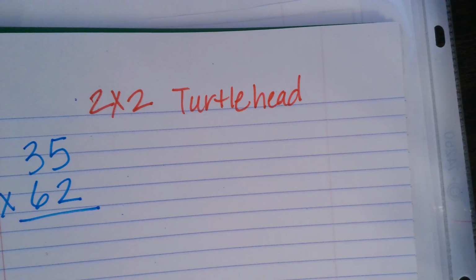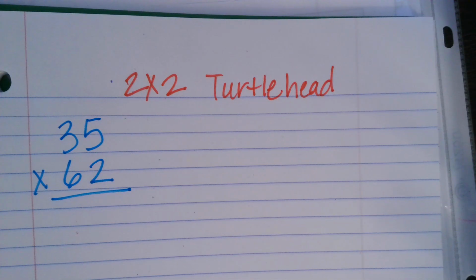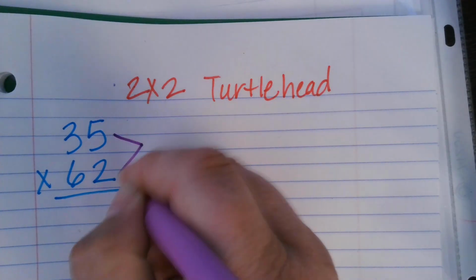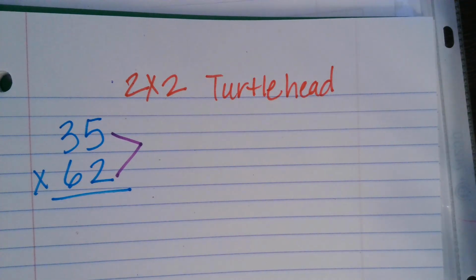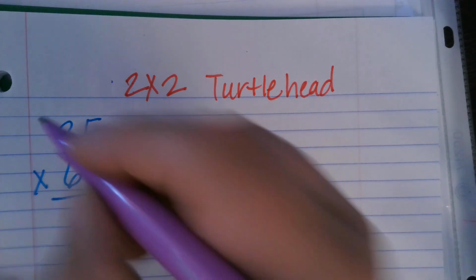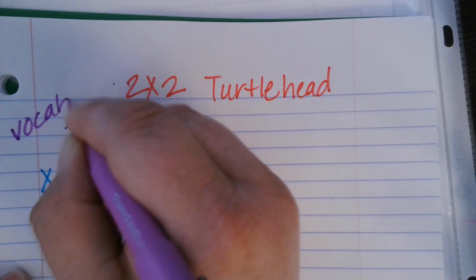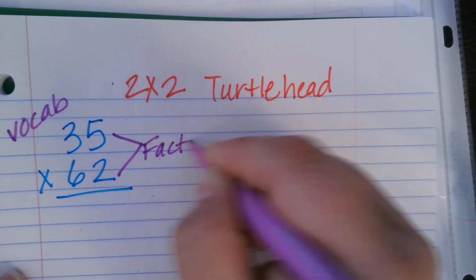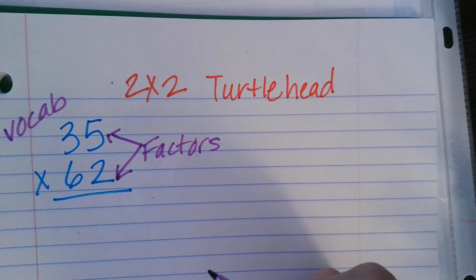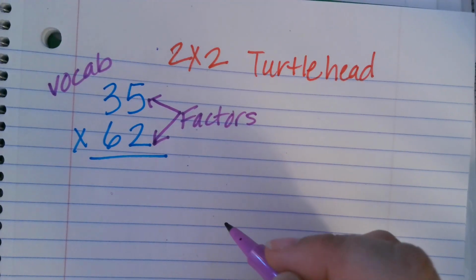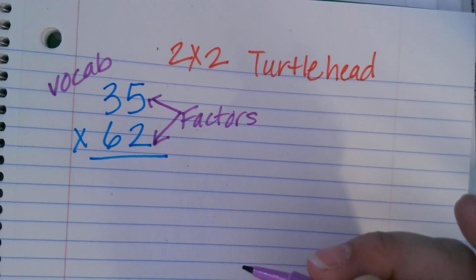Now, remind me again, what do I call the 2 numbers that I am multiplying? Remember that academic math vocab, right? Factors. We call them factors. Great job. So these 2 numbers are our factors. And what do we call our answers? Raise your hand if you can tell me what we call our answers.